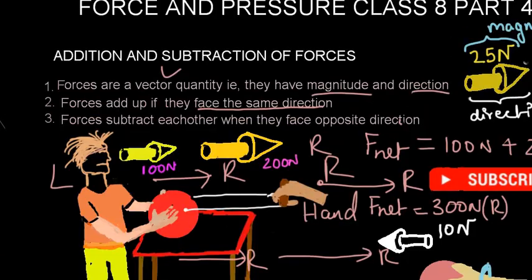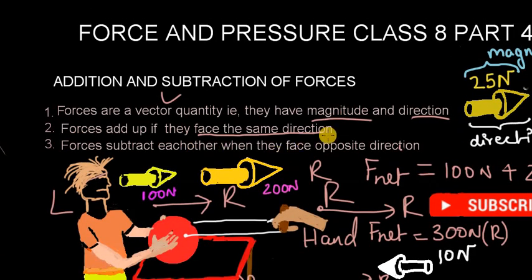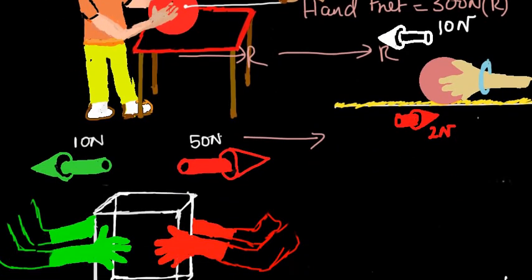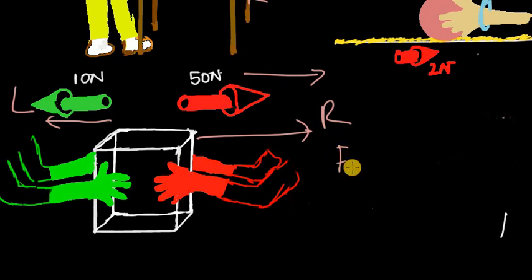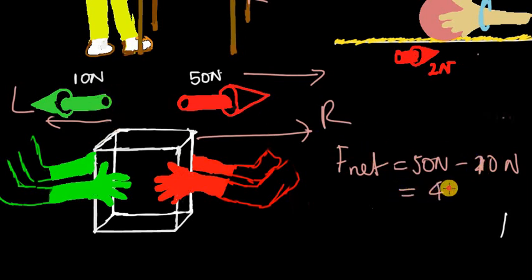So let's look at the next problem. That is, forces subtract each other when they face opposite directions. So this is the complete opposite of this. For example, a person is pulling it towards the left and this person is pulling it towards the right. So the total net force would be the difference between these two forces. So it is nothing but 50 newtons minus 10 newtons. That is the difference, and that results in 40 newtons.